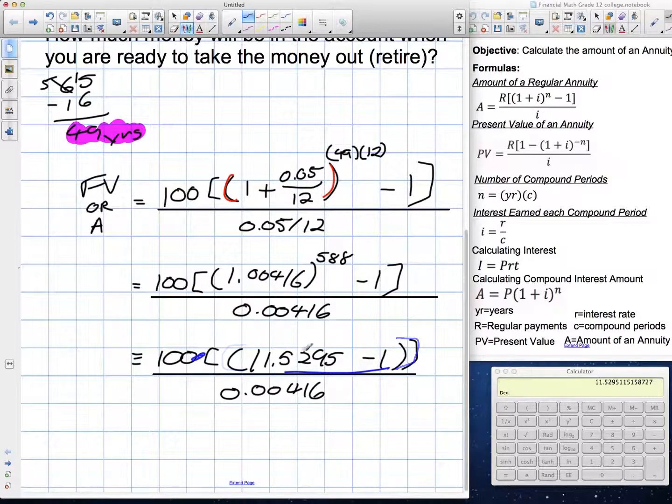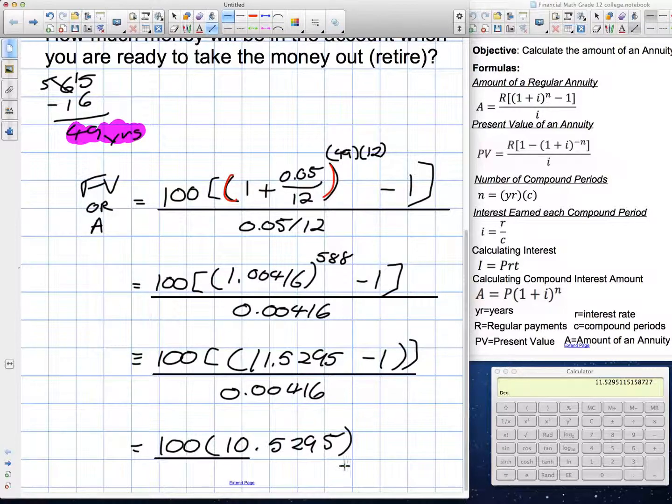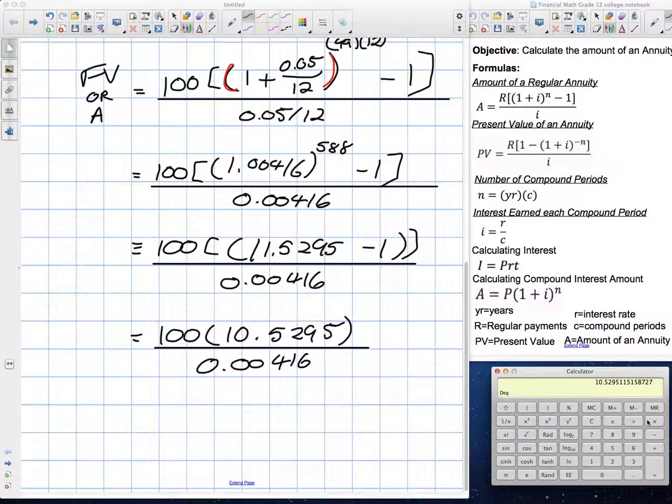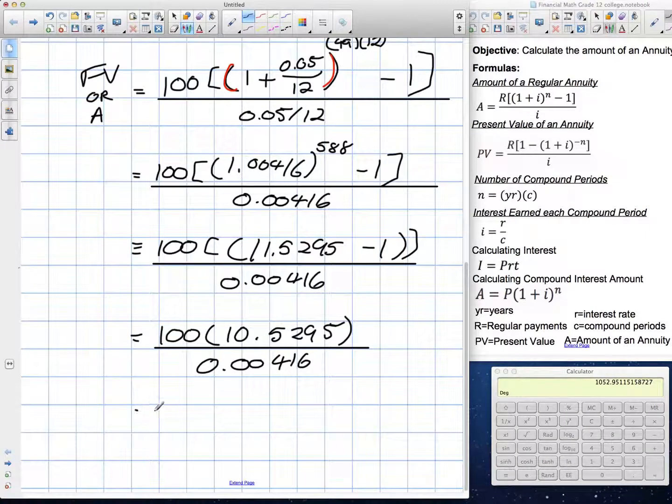0.16. Okay. When we subtract that, that's going to be a little easier to take a look at. We're going to be left with 100 times 10.5295. And then all of that's going to be divided again by a small decimal, 0.00416. Okay. We're going to multiply those numbers. So I subtract by 1 gives me the 10 times 100 equals 1,052.95 and divided by a small decimal.